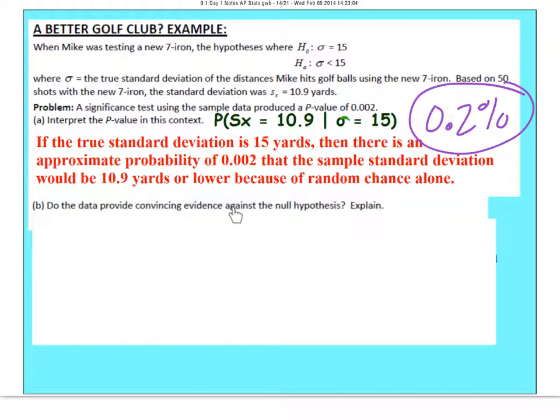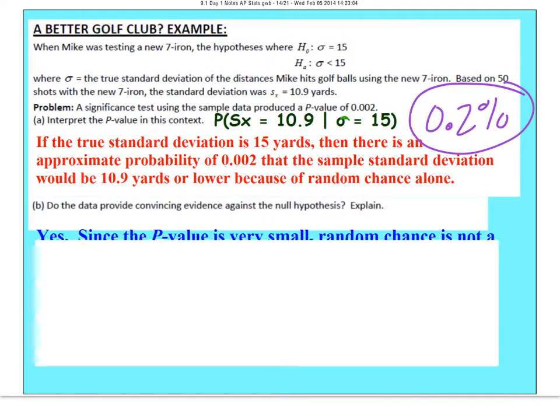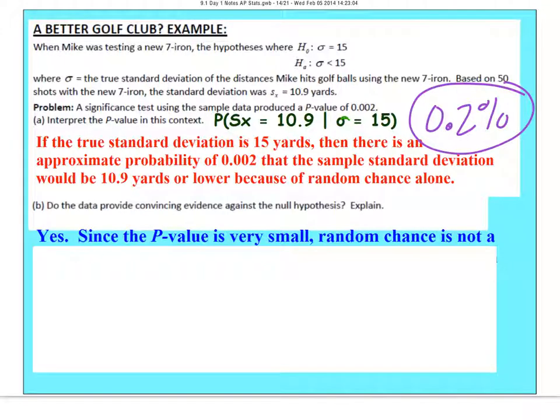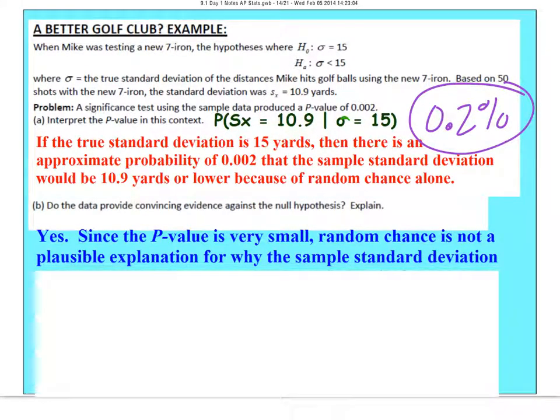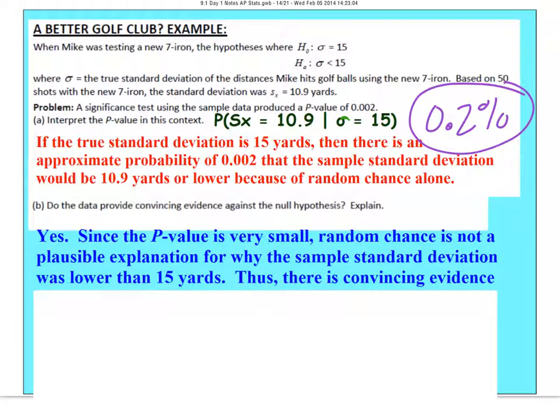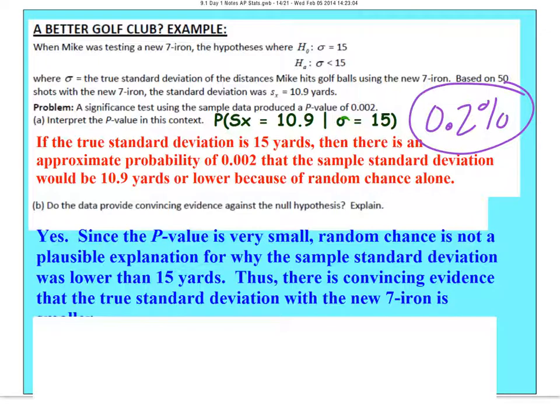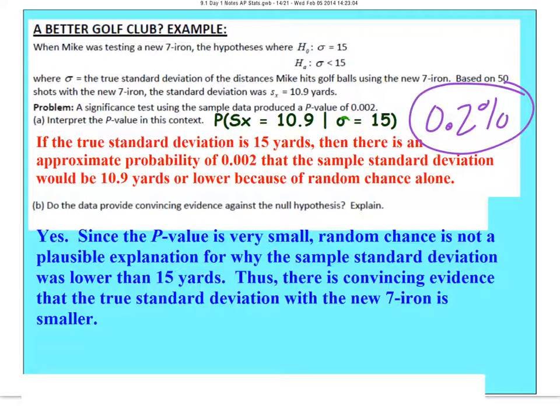Do the data provide convincing evidence against the null hypothesis? Because remember, that's why we're doing this. We think the null is wrong, and we think this is true. Well, the likelihood of our particular sample of 10.9 yards happening is so unlikely that, yes, we're going to reject the null hypothesis, and we're going to conclude that H sub A is true. So based on that, yes, the p-value is very small. Random chance is not a plausible explanation for why the sample standard deviation was lower than 15 yards. Thus, this is convincing evidence that the true standard deviation with the new 7-iron is smaller.